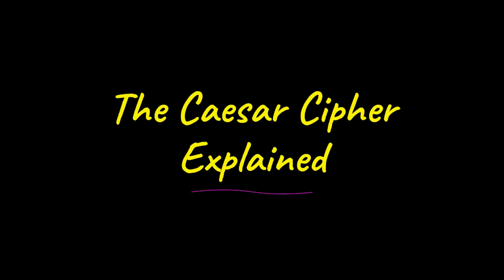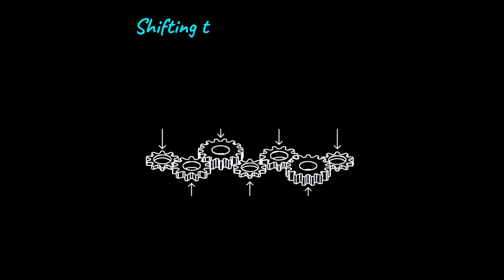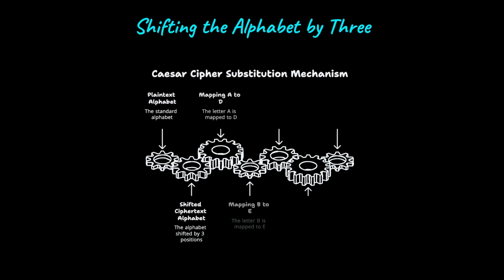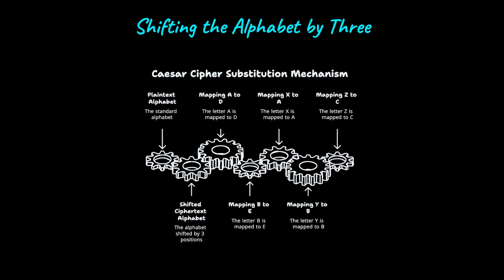2,000 years ago, Julius Caesar protected his military messages by shifting every letter of the alphabet a fixed number of places, using a shift of 3. Each letter keeps its position but changes identity. A becomes D, B becomes E, and the wraparound continues, so X becomes A, Y becomes B, and Z becomes C. Mathematically, you number the letters from 0, add the shift, and take the remainder after dividing by 26.